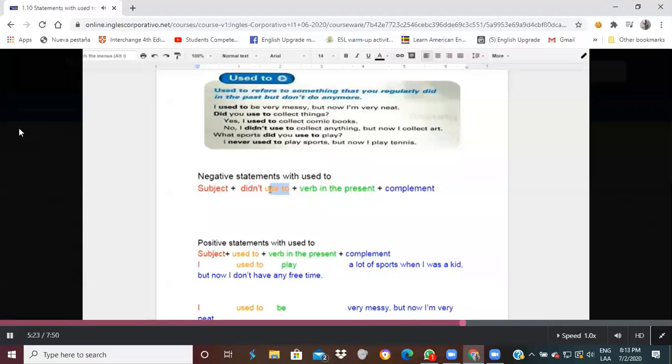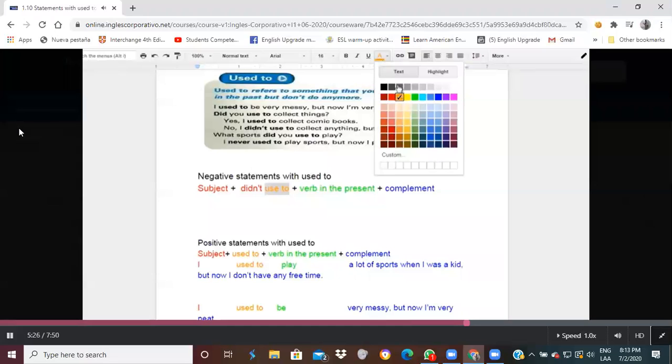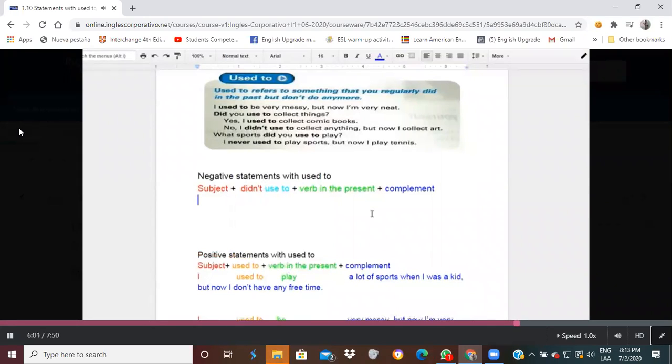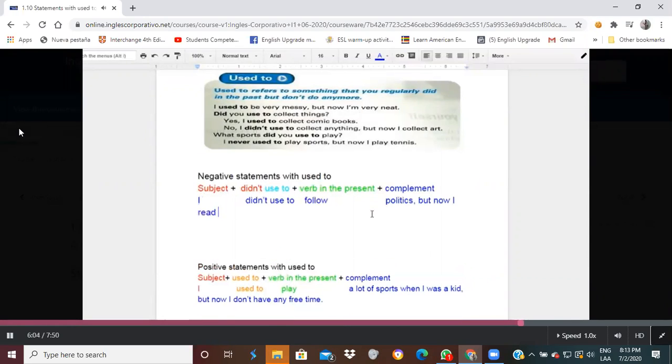And also I want you to notice that used to will no longer be in the past. Now it's going to be in the present, and that's because of this auxiliary verb that you see here. So we're going to have the subject plus didn't, and then used to will be in the present. It's not going to be in the past like we saw it in our positive statements. And the rest will pretty much stay the same. So the subject plus didn't used to plus the verb in the present, and then whatever complement exists. So in this case, I'm going to go ahead and write a couple of examples here. So some of the ones that I mentioned as we began the class.